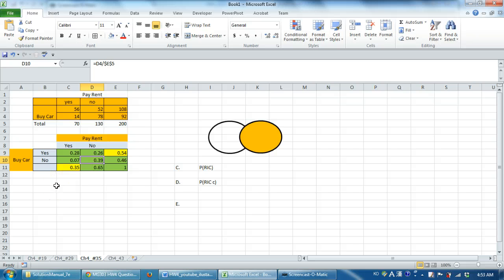And question number E is about whether financial assistance to buy a car is independent of financial assistance to pay rent. They are not independent, because the rental assistance is about 35%, and the likelihood that they support the pay rent given that they support the car loan is 0.28 divided by 0.54. That is around 51%, and that is not equal to the total likelihood of assistance for the rent, which in this case is 35%. So they are not independent of each other.